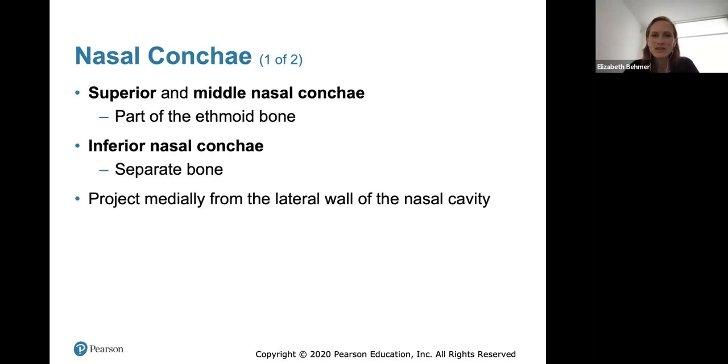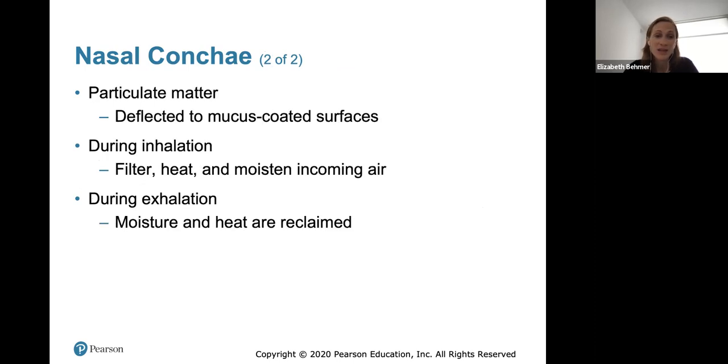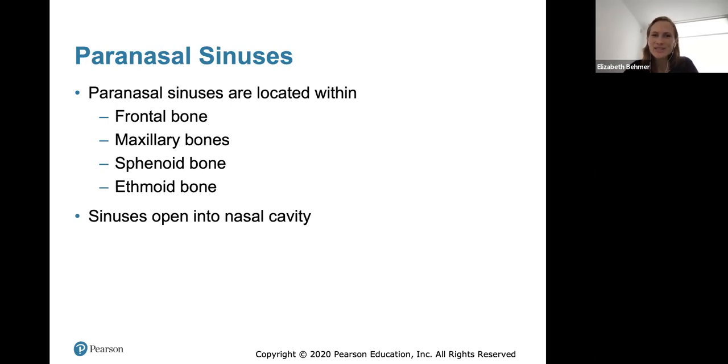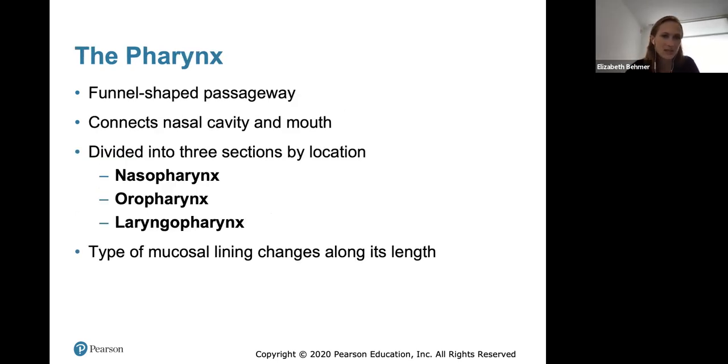You have superior, middle, and inferior nasal concha that project medially from the lateral wall of the nasal cavity. These help to deflect particulate matter to the mucus-coated surfaces. They help to filter, heat, and moisten the incoming air, as well as to retain moisture and heat during exhalation, so to kind of keep in moisture and heat while you exhale the air. Paranasal sinuses are located within your frontal, maxillary, sphenoid, and ethmoid bones. The sinuses open into the nasal cavity.